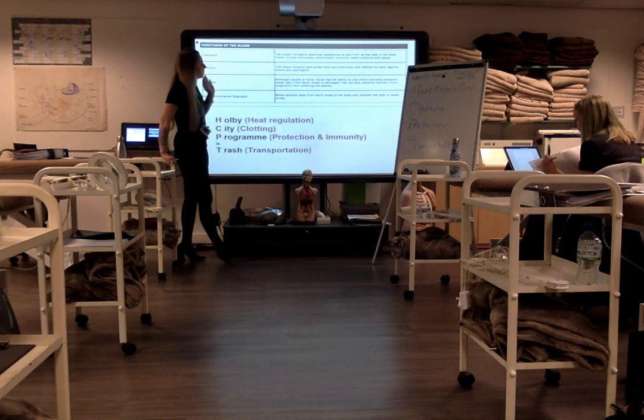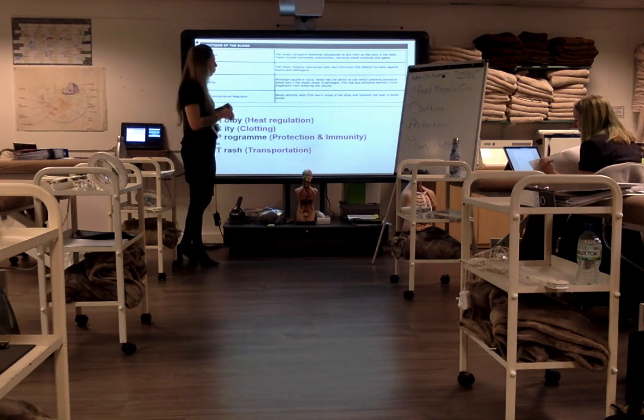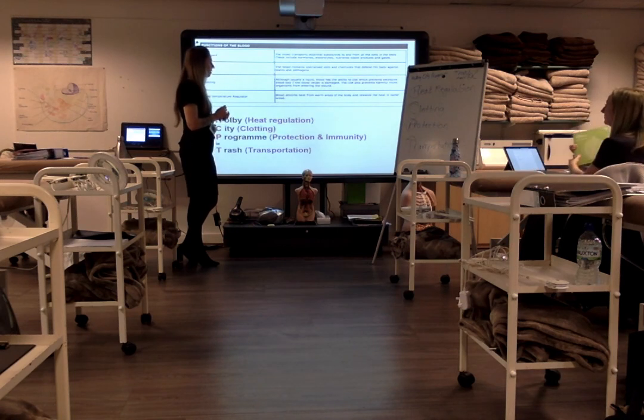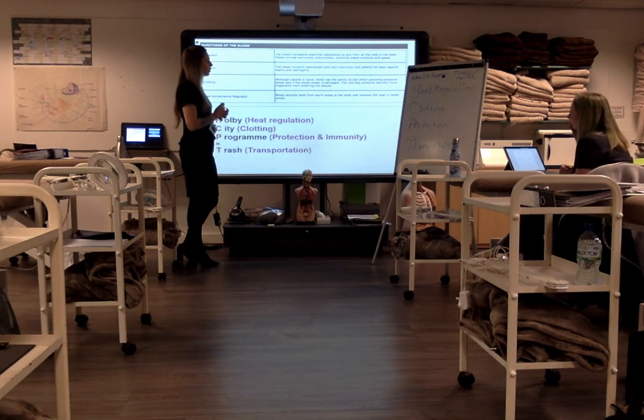So transportation: the blood transports essential substances to and from all the cells in the body. These include hormones, electrolytes, nutrients, waste products and gases. Defence: the blood contains specialised cells and chemicals that defend the body against toxins and pathogens. Clotting: although usually a liquid, blood has the ability to clot, which prevents excessive blood loss if the blood vessel is damaged. The clot also prevents harmful microorganisms from entering the wound. And then heat temperature regulation: blood absorbs heat from warm areas of the body and releases heat in cool areas.